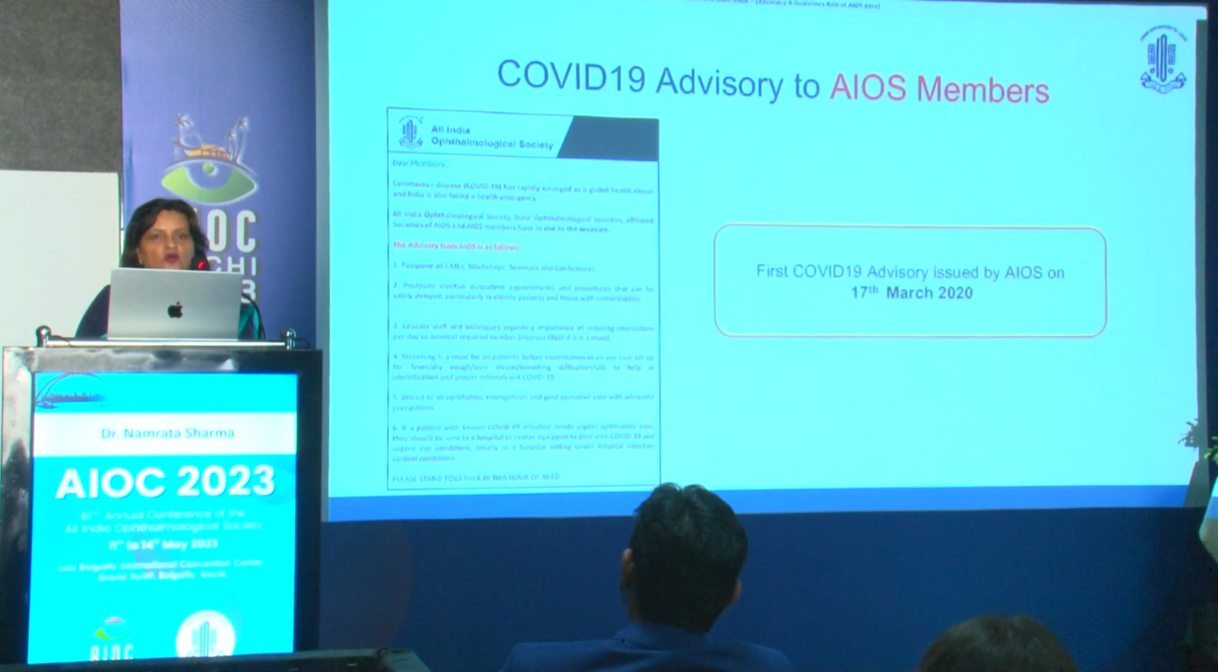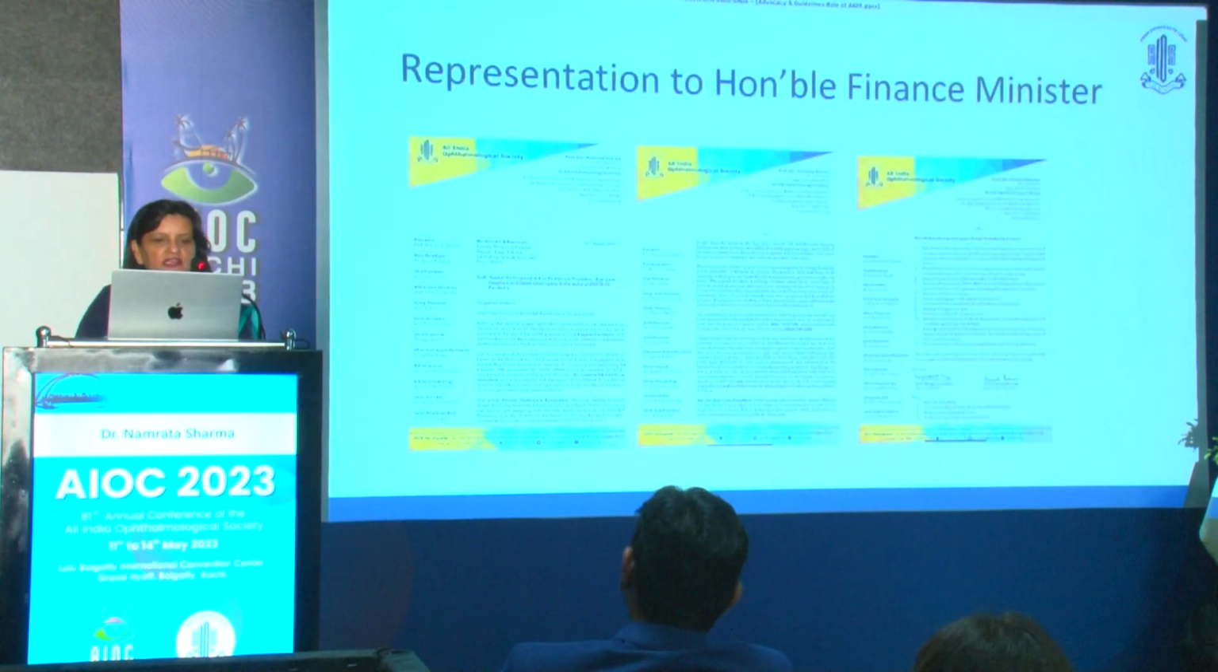One was OPD management, OT management, then how to deal with the retina cases, the glaucoma cases, the cataract cases, the oculoplasty services. And these were dynamic guidelines, because as the COVID situation changed, they had to be changed again and again. Now, this was a representation done to the Honorable Finance Minister at that time in COVID, only because people were not able to pay their EMIs for the instruments that they had purchased.